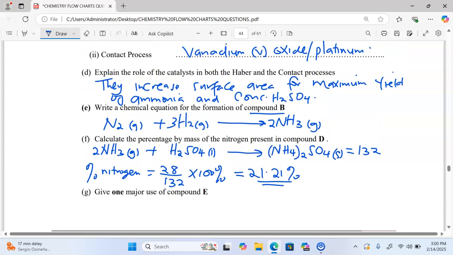Then the last part, which is G, give one major use of compound E. Compound E is a fertilizer, and therefore compound E is used as a nitrogenous fertilizer. And I want to assume this is not compound E but compound D.